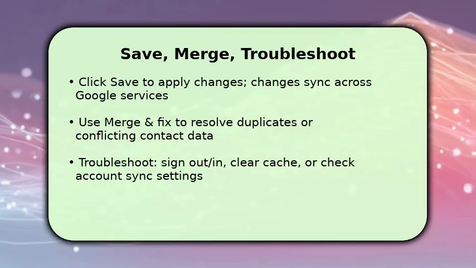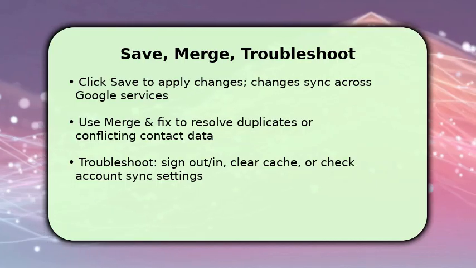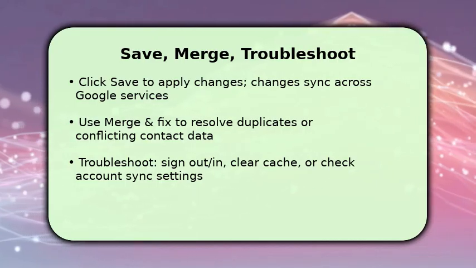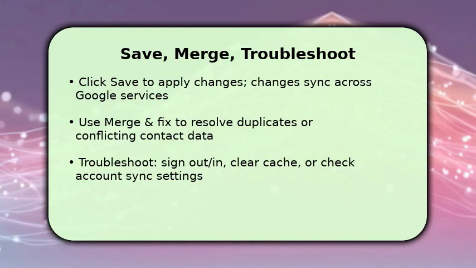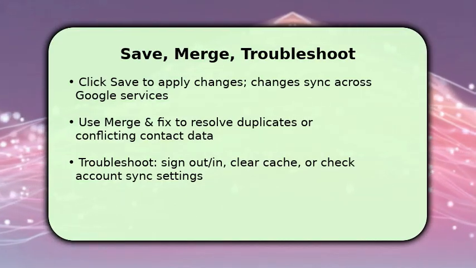If updates don't appear on your phone, sign out and back in. Clear app cache or verify contacts sync is enabled in account settings. If problems persist, check you edited the correct Google account and retry. That fixes most sync failures.